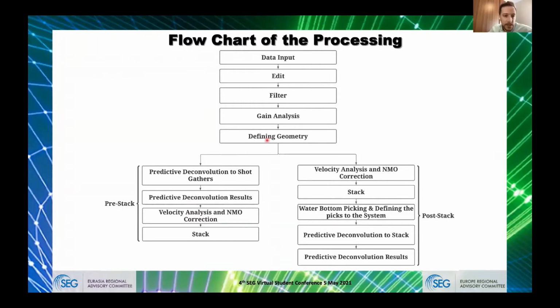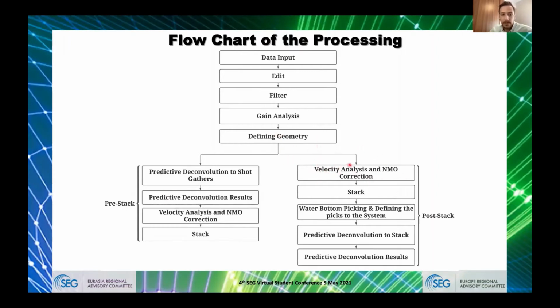After defining the geometry, we have two paths to go on. The first path is applying predictive deconvolution to the shot gathers, and we will have the results for the predictive deconvolution, and we will apply velocity analysis and NMO correction, and we will acquire our stack section for the pre-stack gathers.